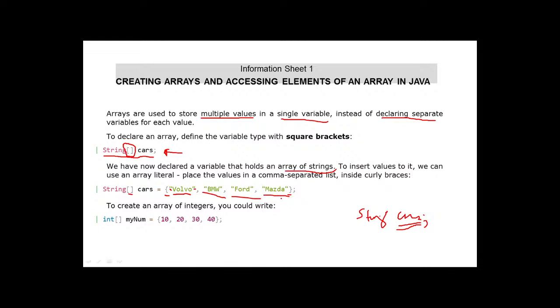To create an array of integers, you could write int, and then you have here the square bracket, and then myNum equals the opening curly brace, then you'll have 10, 20, 30, 40. So, dili lang na siya limited sa 4 values. You can assign as many as you can for the values of our array. And of course, do not forget the closing curly brace. So, this means that myNum has 4 values.